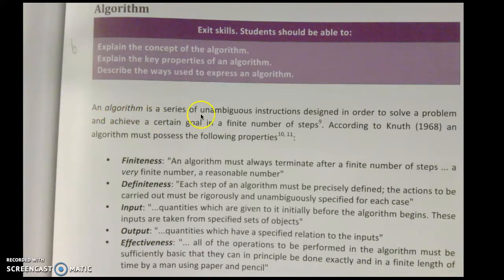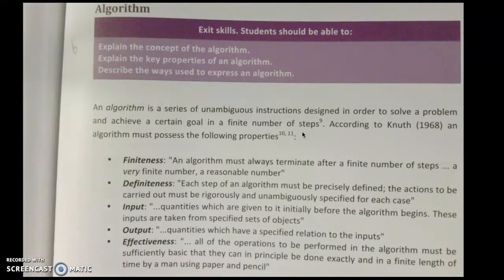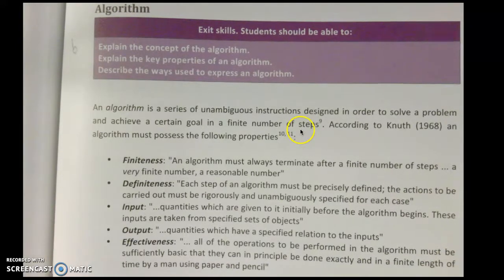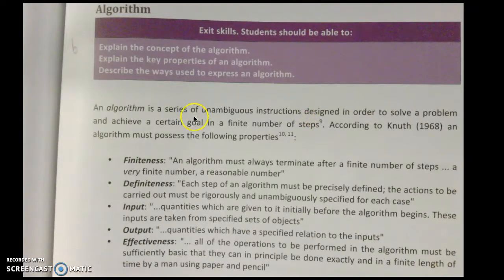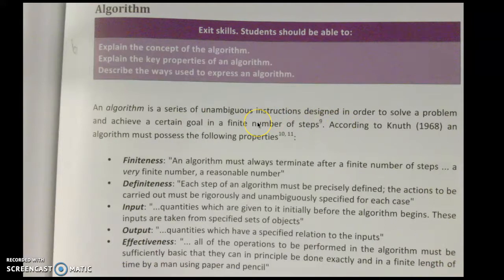An algorithm is a series of unambiguous instructions designed in order to solve a problem and achieve a certain goal in a finite number of steps. In natural language among humans, even when you're talking about something like math, sometimes what the symbols or the word means depends on the context. For example, if I say draw a picture of the Mustang next to the house, I might mean a car or I might mean a horse.